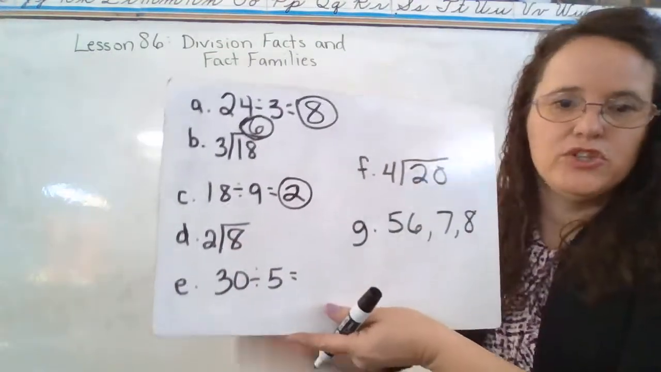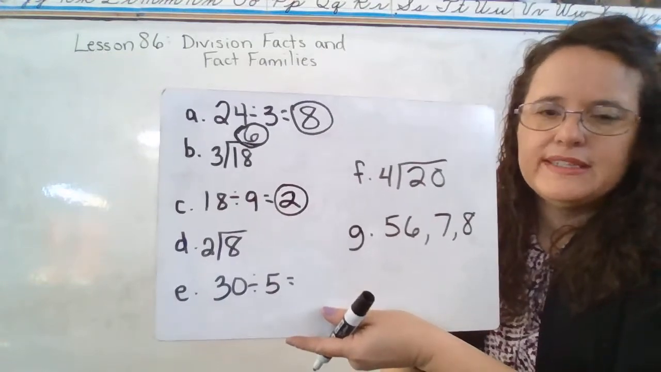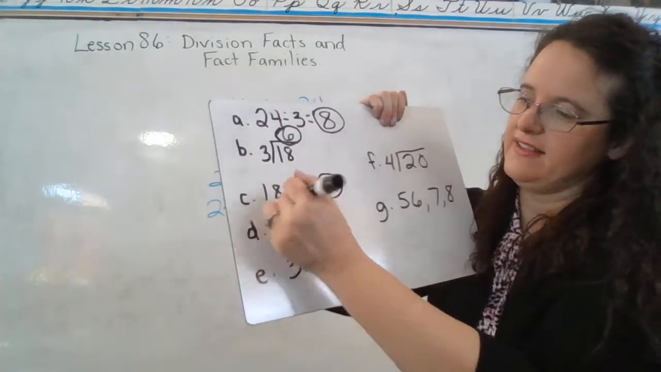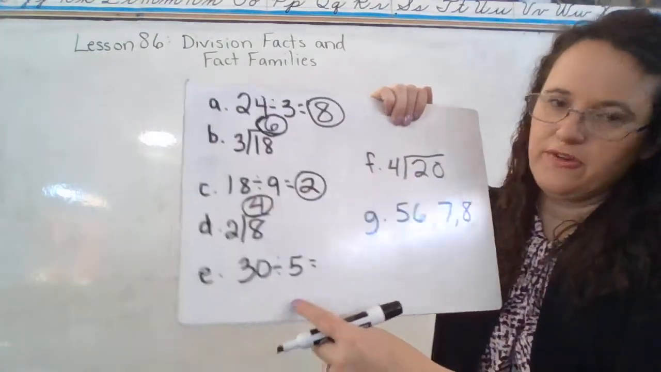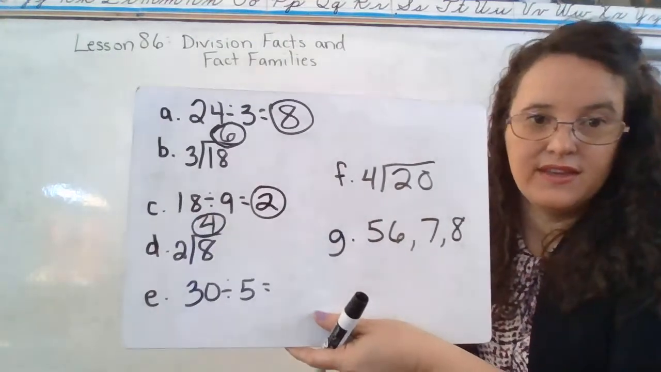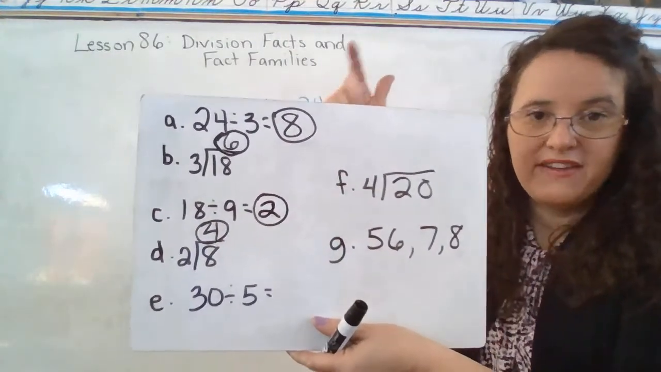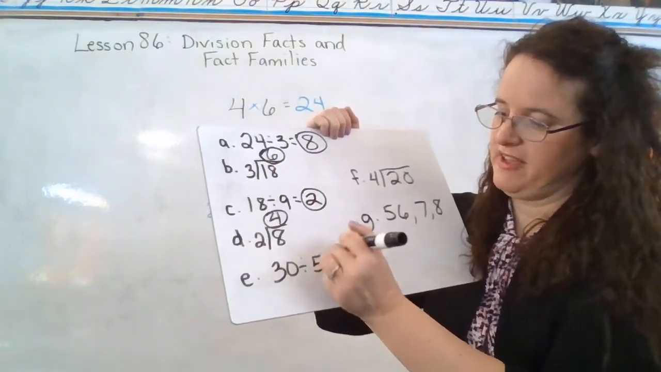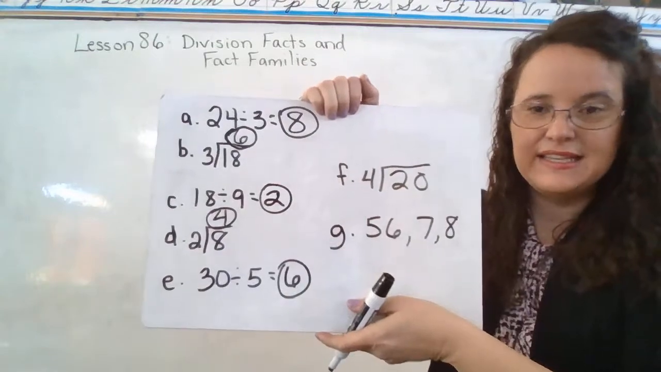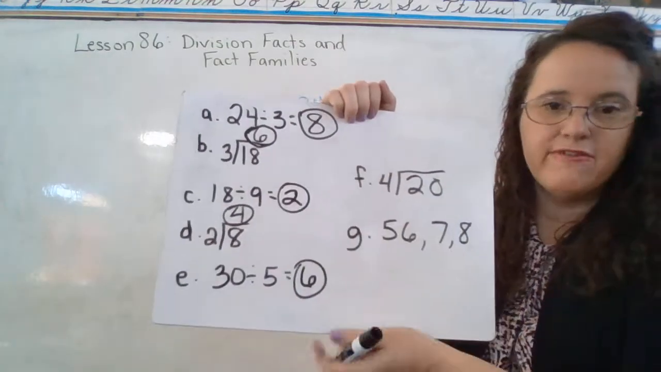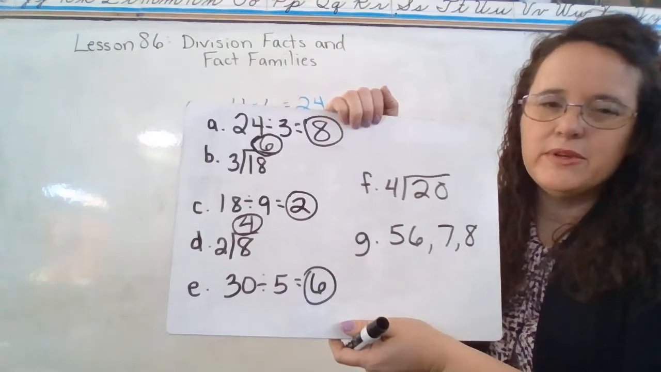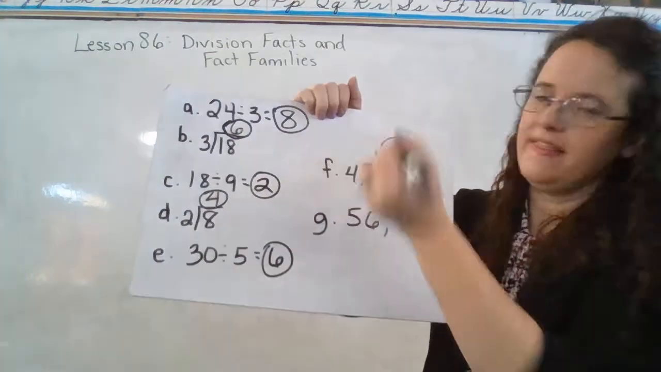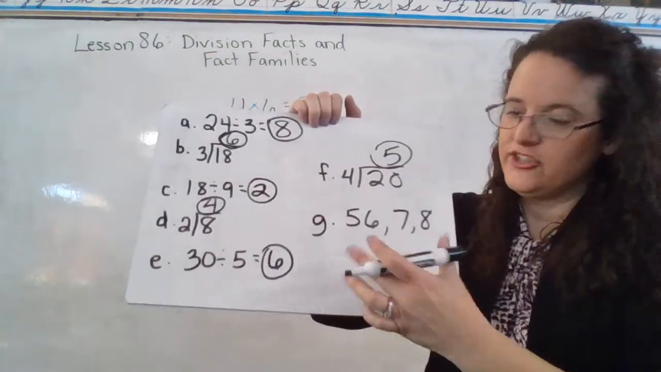8 divided by 2, what number times 2 equals 8? I'm just finding half of that, so that'll be 4. 30 divided by 5. If you don't remember, you can count by 5s and see how many fingers it takes you to get to 30. 30 divided by 5 is 6. 20 divided by 4. What number times 4 equals 20? That would be 5.